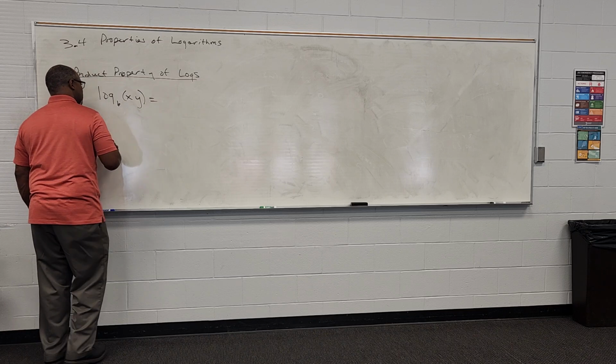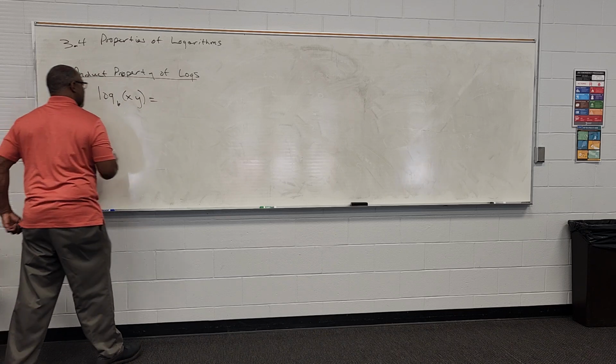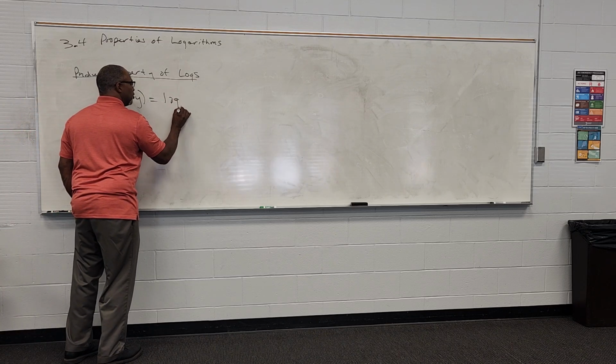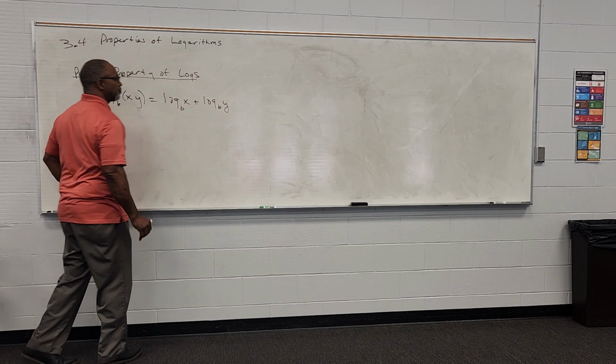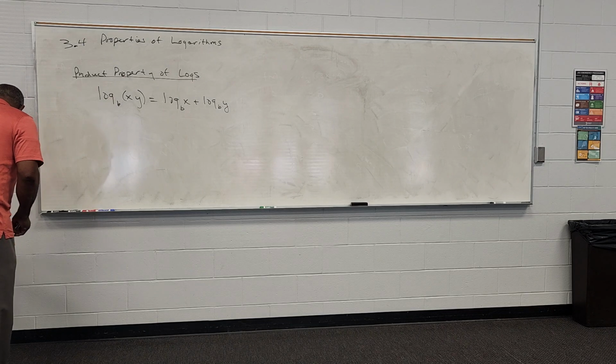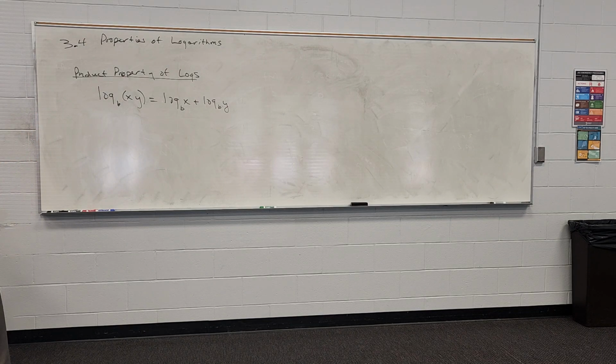The log of the product is the sum of the logs, equals log to the base b of x plus log to the base b of y. Okay? That's the log property for products. The log of the product is equal to the sum of the logs of those two factors. And again, they said let b, x, and y be positive real numbers, b is not equal to 1. Okay? So how do we apply this?